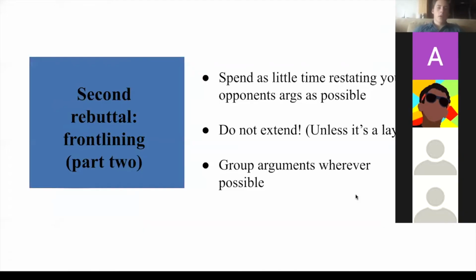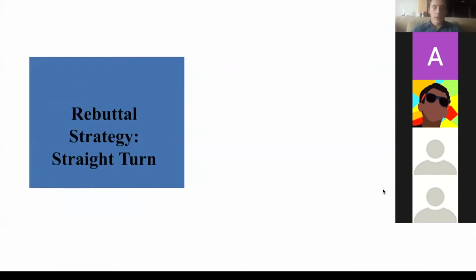Now that we've covered how to frontline in the second rebuttal, let's get into some rebuttal strategy conversations. So this first iteration is going to be about the art of the straight turn. Before we get into this, I want to briefly recap what happens and what should happen in the first rebuttal and the second rebuttal.